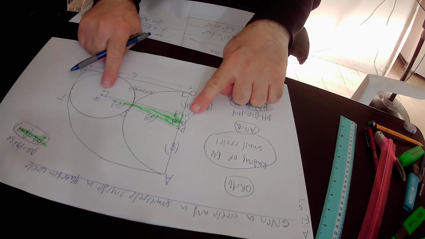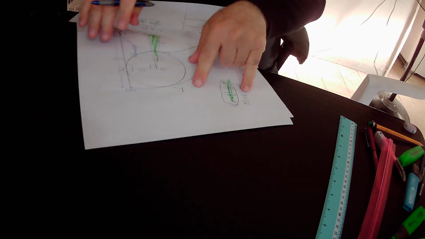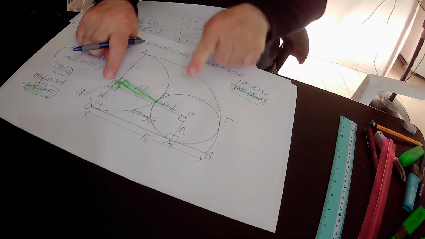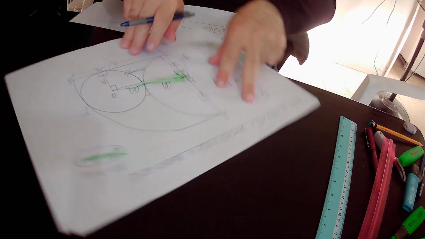This is the missing side HQ, and it is equal to 4 times the square root of 2r.